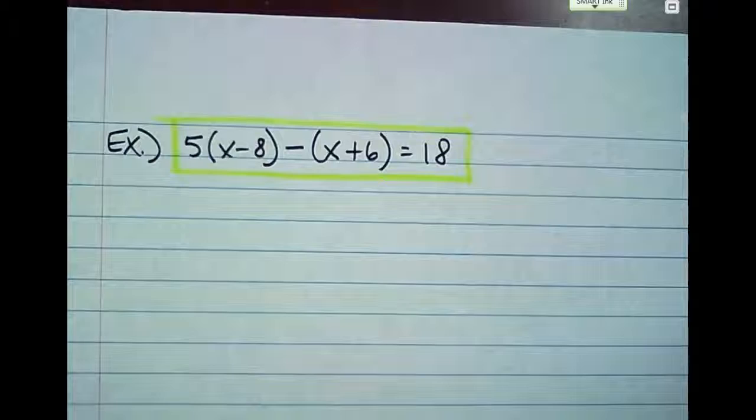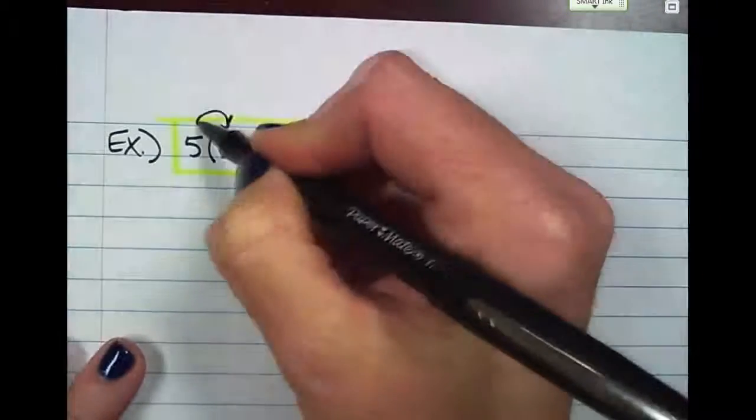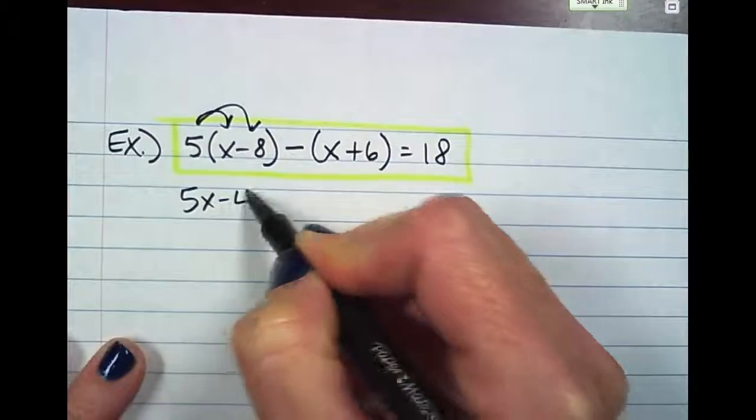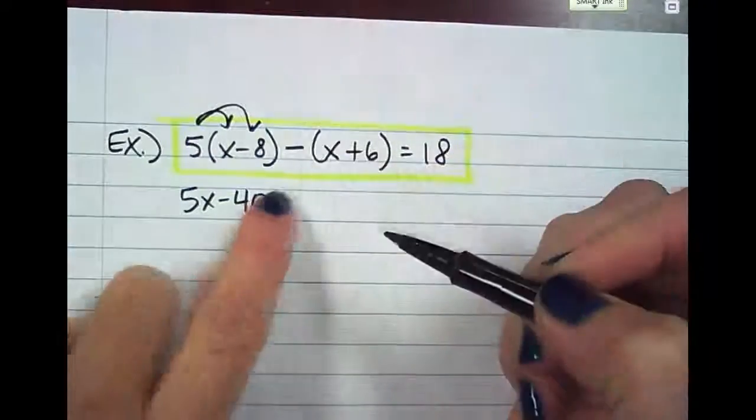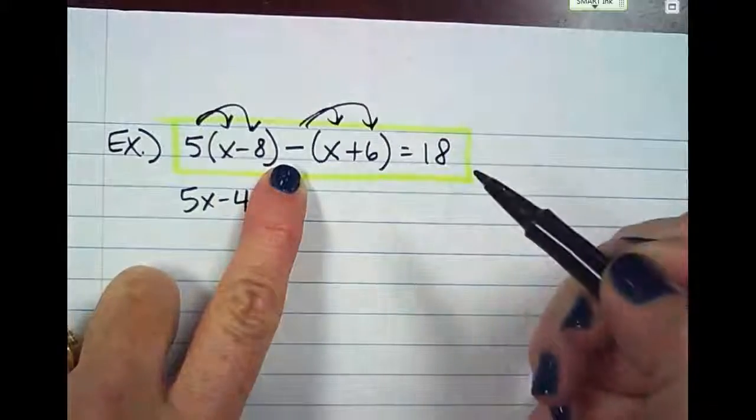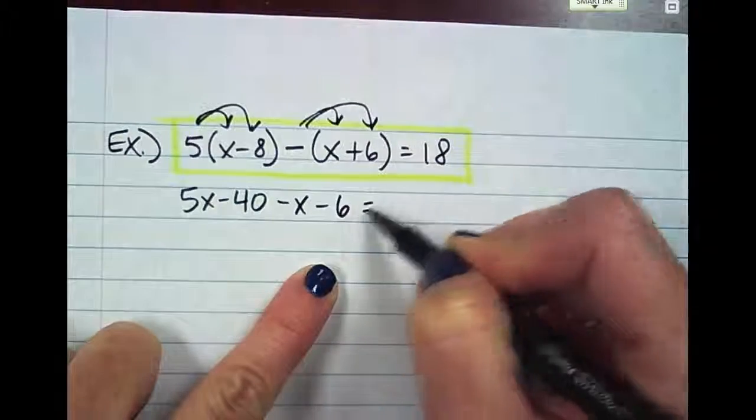Write that one down. You can try it. I have to ask, do I have to equal? So distribute the 5 and distribute the negative. So you have 5x minus 40. And then, remember this is a minus here. You have to apply it to both. So minus x minus 6 equals 18.